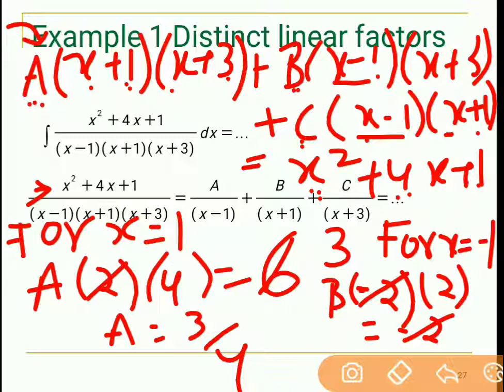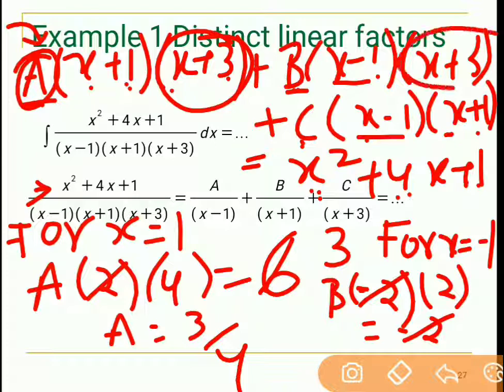Similarly, to find out the value of C, we have to substitute the value of x in such a way that the coefficient of A and the coefficient of B is 0. So if I take x equal to minus 3, the coefficient for A will be 0, and the coefficient for B will also be 0, because x plus 3 is equal to 0 at x equal to minus 3. However, the term with respect to C won't be 0, so you will get C into (minus 3 minus 1) into (minus 3 plus 1), and that is equal to (minus 3) square plus 4 into (minus 3) plus 1, and from that we can find out the value of C.